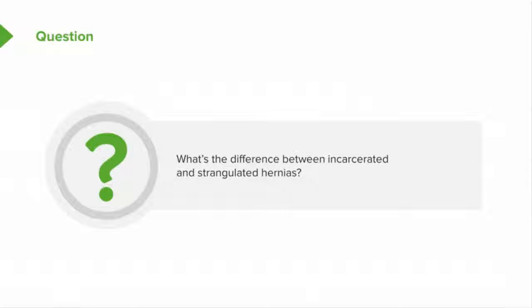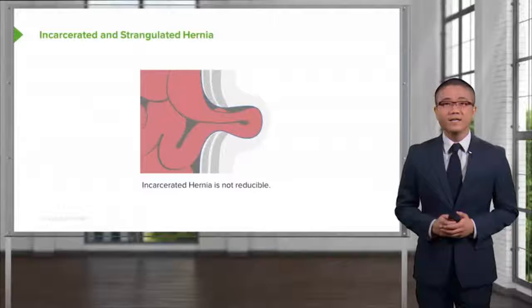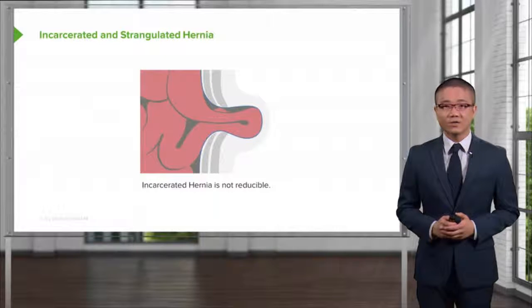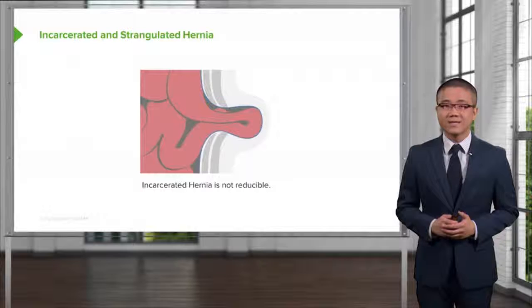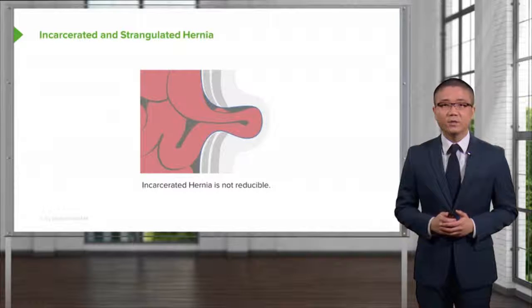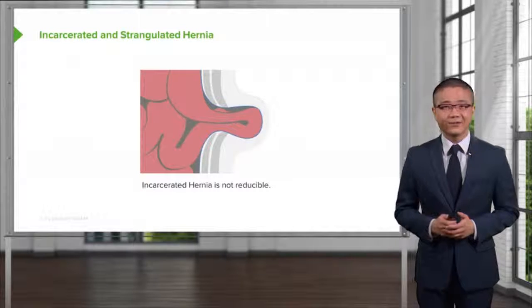What's the difference between an incarcerated and strangulated hernia? I'll give you a second to think about this. This is the depiction of an incarcerated hernia that is not reducible. Again, an incarcerated hernia simply means it is not reducible. There are patients who have an acute incarceration as well as a chronic incarceration, and that difference is very important in determining whether or not the patient needs urgent surgery.